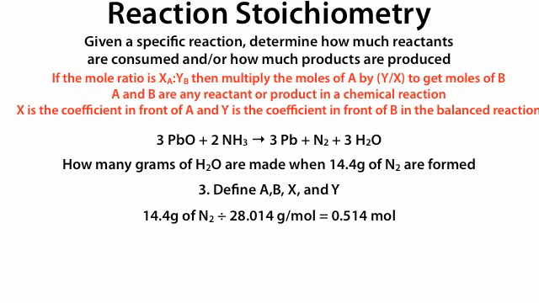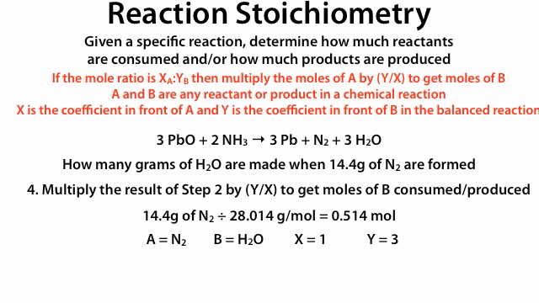Step 3, define A, B, X, and Y. Since we have moles of N2 and we're looking for moles of H2O, A is N2 and B is H2O. We have A, we're looking for B. We have N2, we're looking for H2O. X is the coefficient in front of A, or N2, which is 1, and Y is the coefficient in front of B, which in this case is the H2O. The coefficient in front of H2O is 3.